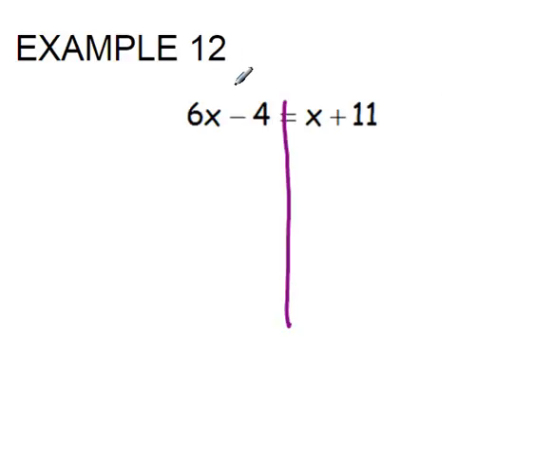So I always like to put my variables on the left side. Just helps when it comes to multiple choice questions. So this means that my numbers or my constants are going to go on the right side.